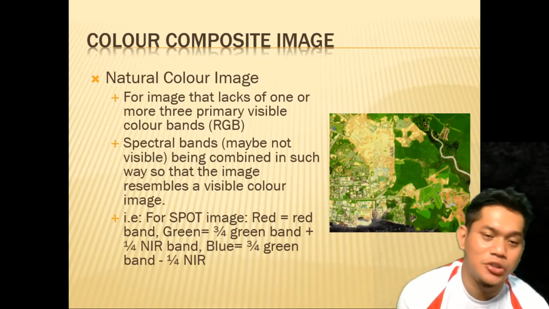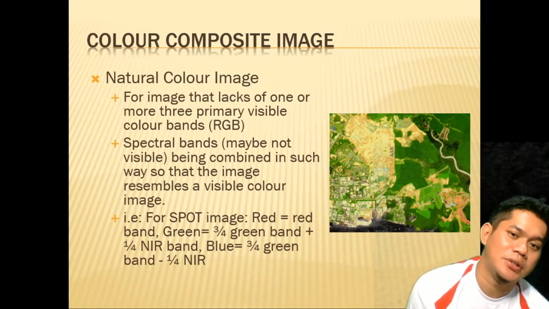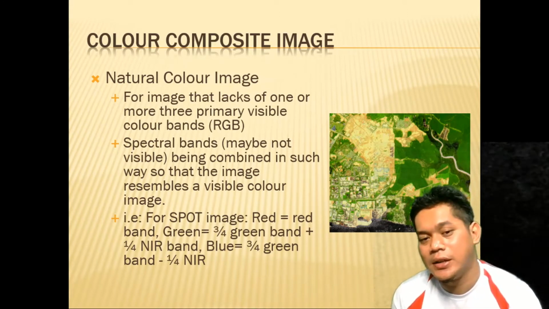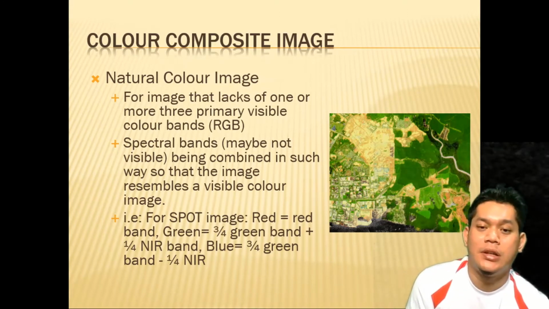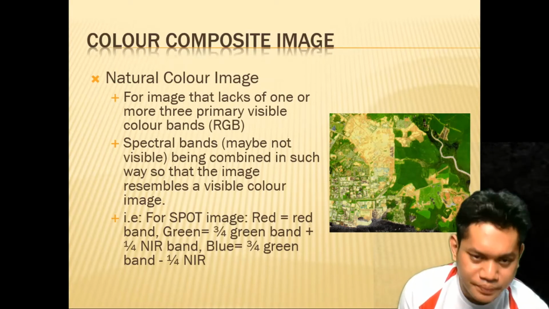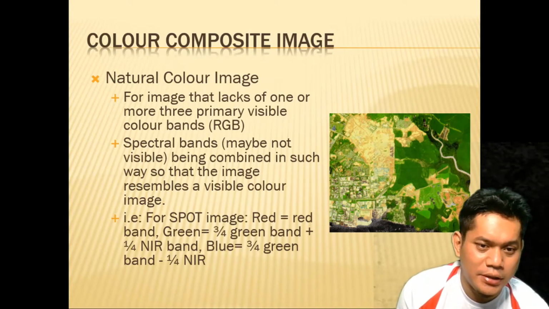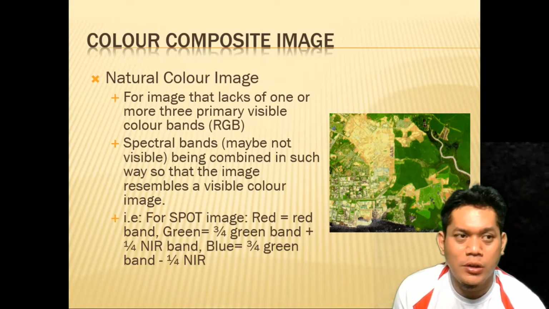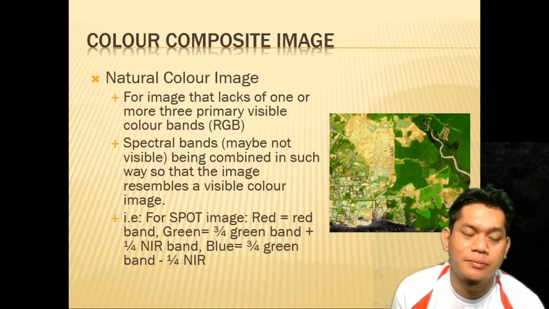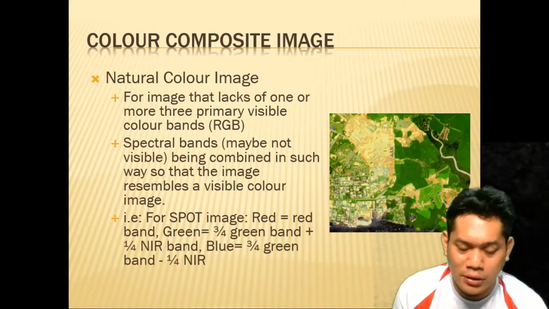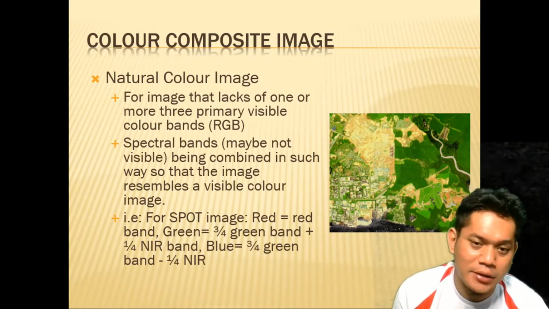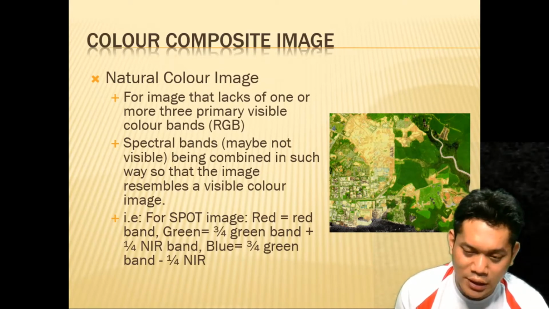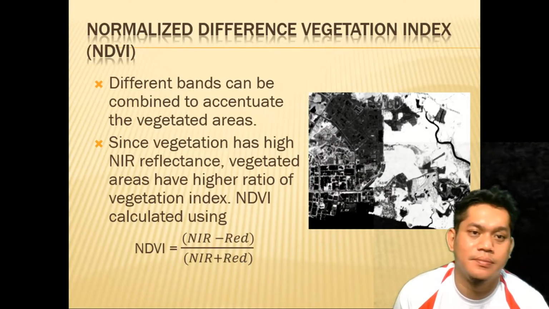And of course, there are natural colors, for images that lack one of the three primary visible colors. Some of the satellites, such as SPOT, don't have any blue color. Therefore, we try to manipulate the available colors in order to resemble the actual color of the environment.